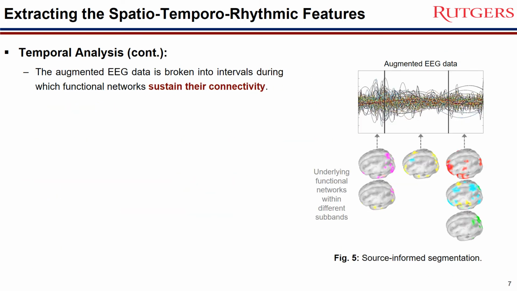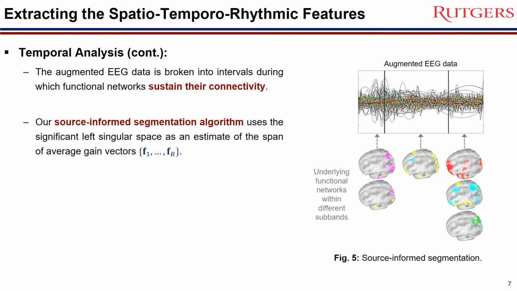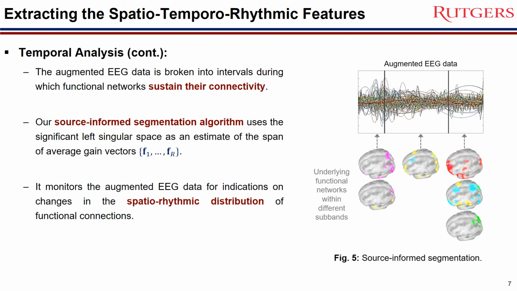The main aim of the temporal analysis is to break the augmented EEG data into intervals during which functional networks sustain their connectivity. Our source-informed segmentation algorithm uses the significant left singular space as an estimate of the span of average gain vectors F1 through FR. It monitors the augmented EEG data for indications on changes in the spatio-rhythmic distribution of functional connections.